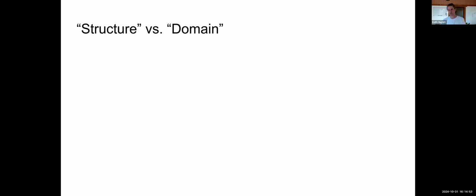So structure versus domain, just to remind people what I'm referring to here. We've talked about this a bunch, but there's also a lot of new faces. So when I say structure, what I mean is the format of the data, or the nature of it. Is it tabular data, a matrix, image, spectral, audio, or any of these kinds of things? It could also be natural language or graphical data.